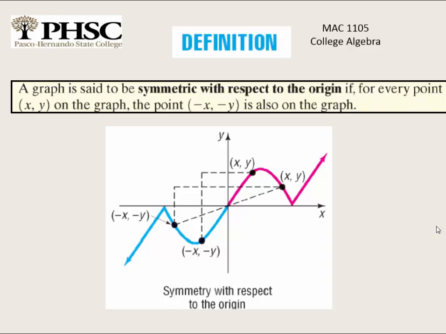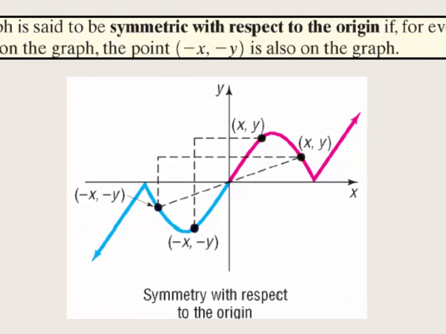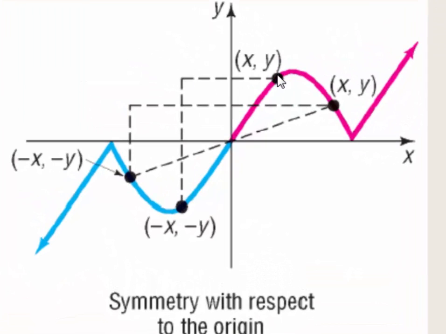So if (x, y) is on the graph, then the point (negative x, negative y) is also on the graph. And if that occurs, then it's symmetric with respect to the origin. So here we have (x, y), and then we also have (negative x, negative y).